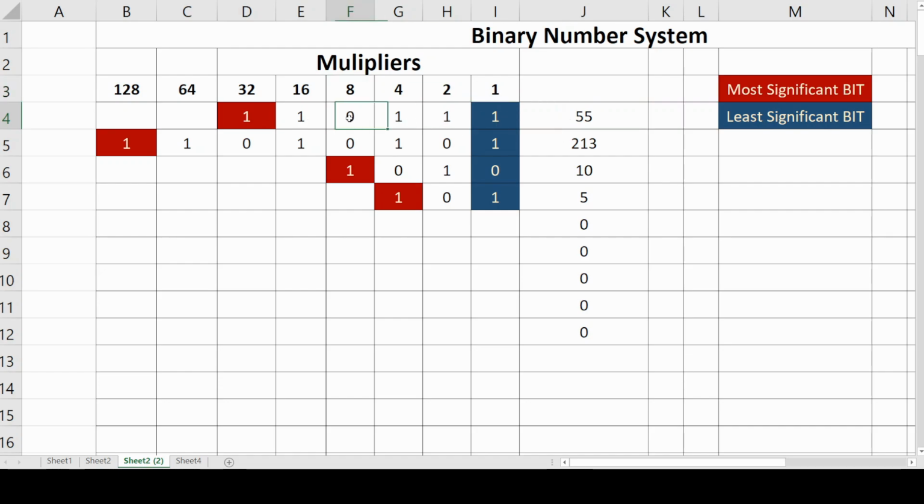Let me change this 0 to a 1 and see what happens. The number changes to 63. So this is now 63. So 111111 is actually 63.